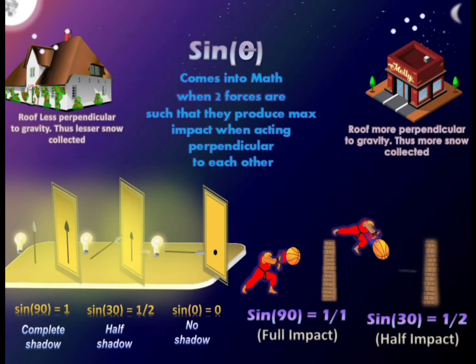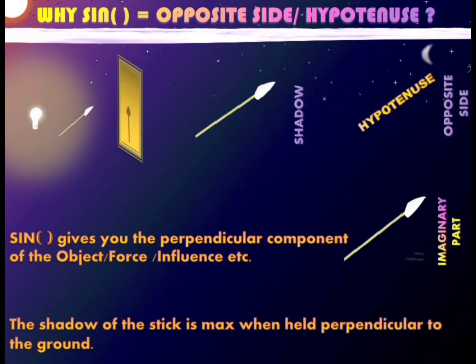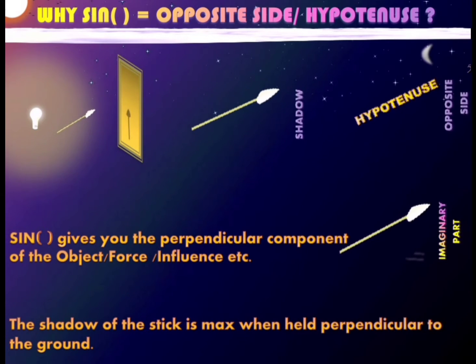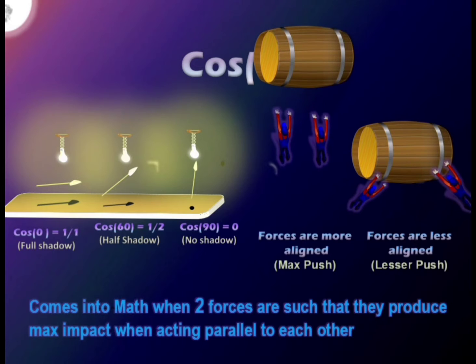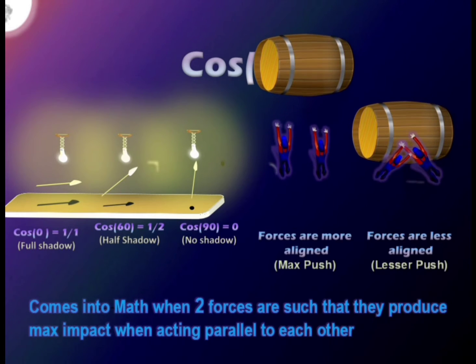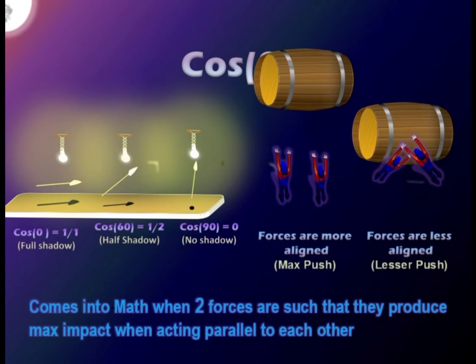perpendicular to each other. What if you can visualize the actual reason of why sine theta equals opposite side upon hypotenuse with the help of an animated example as you are seeing on a screen? Now, just as sine was a measure of how much perpendicular two forces are, what if you are told that cos is a measure of how much parallel two forces or influences are?